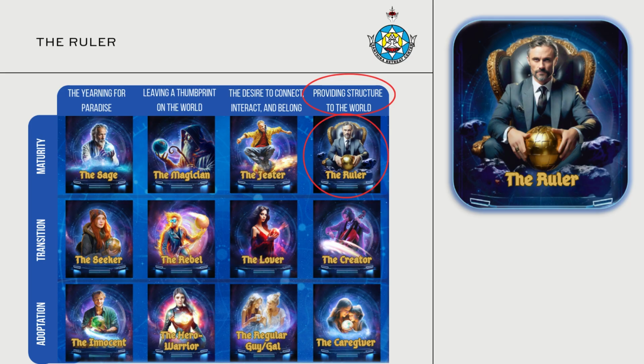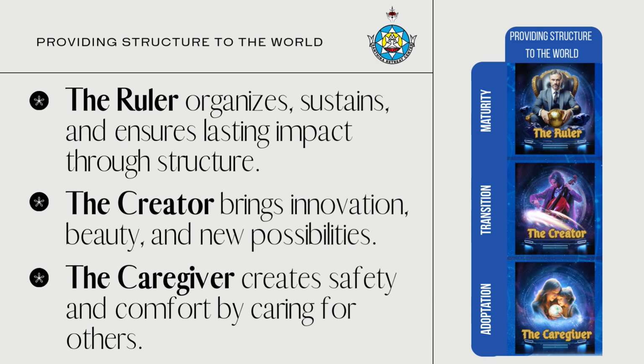That is when the ruler enters. The ruler brings responsibility, structure, and clarity. They say, let's organize this. The ruler establishes systems and strategies. They turn chaos into order, and they lead not from ego, but from a sense of responsibility. This progression shows how our fourth fundamental need, providing structure to the world, develops through three levels. The caregiver creates safety and comfort by caring for others. The creator brings innovation, beauty, and new possibilities. The ruler organizes, sustains, and ensures lasting impact through structure.